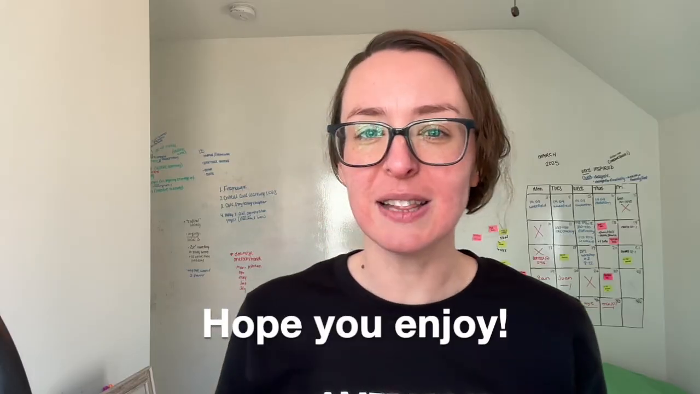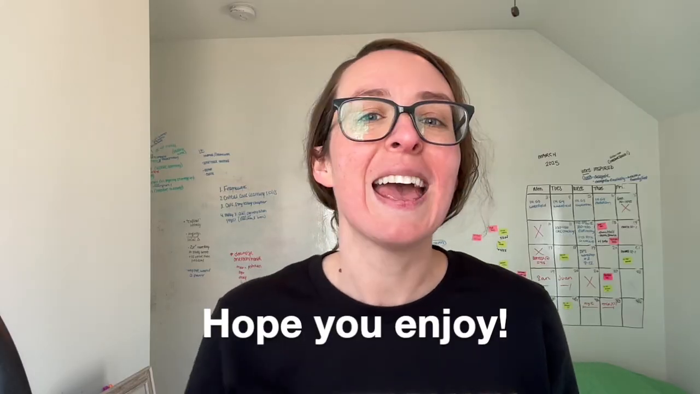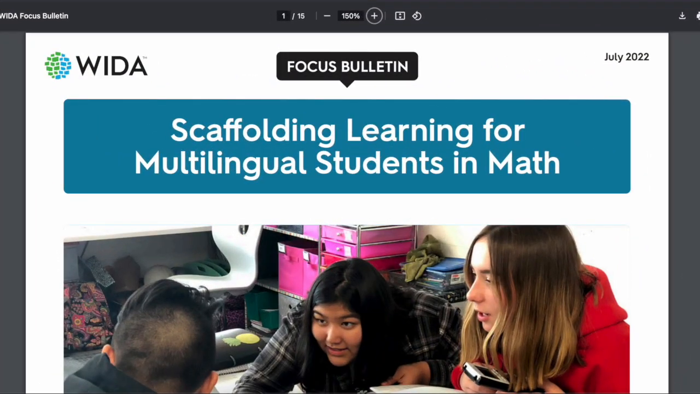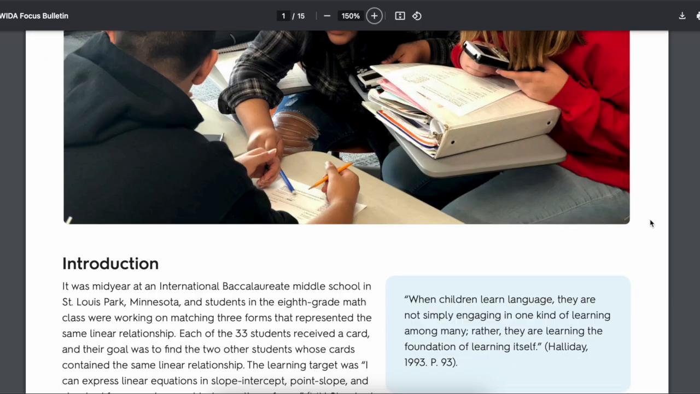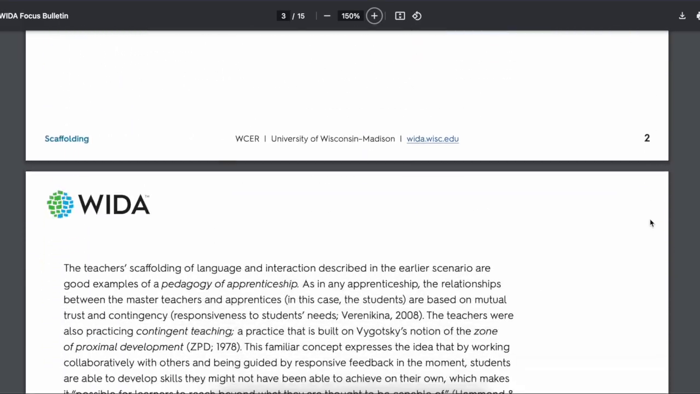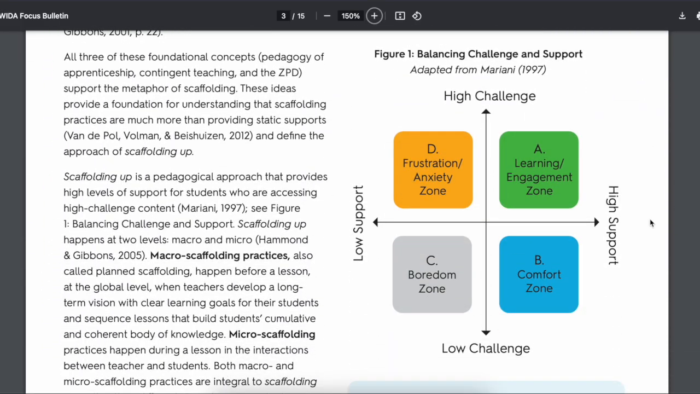And so when can we and how can we interrogate what are the scaffolds I'm using? And is there a framework that can help us? The answer is yes. I'm going to talk you through WIDA's framework today. This is a WIDA Focus Bulletin from 2022, and I think it's really powerful in how it lays out all the things. This is a focus bulletin for math, but when you scroll down, any of these concepts are really helpful for all subject areas.